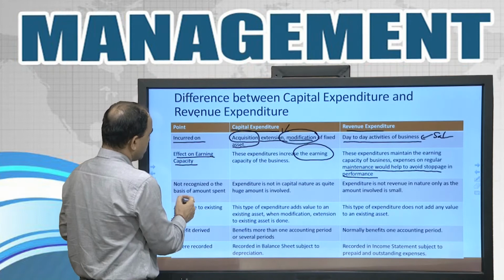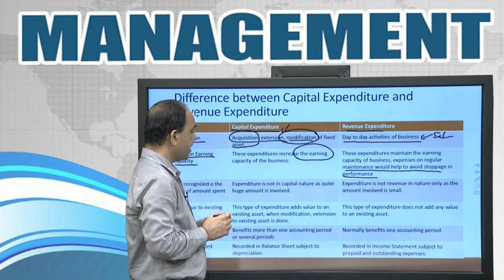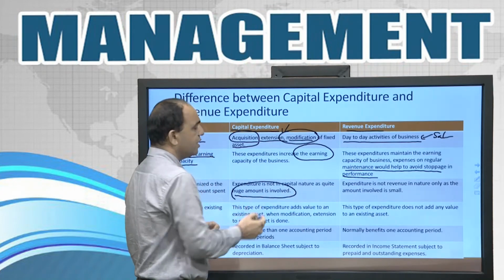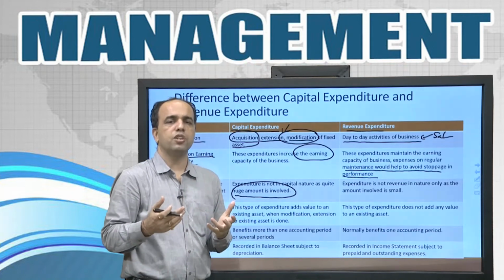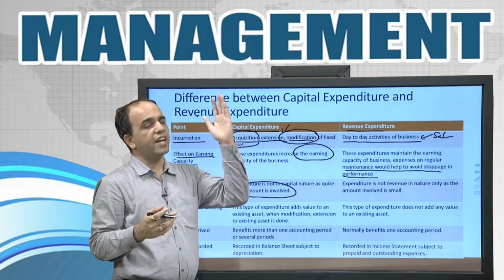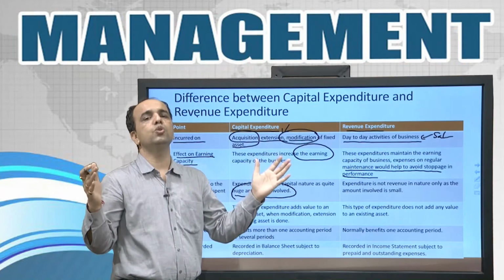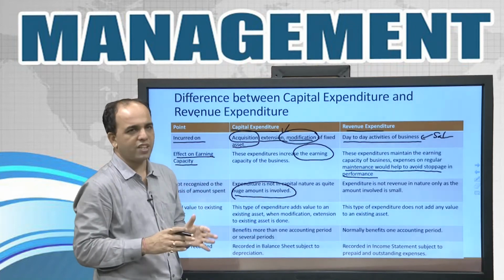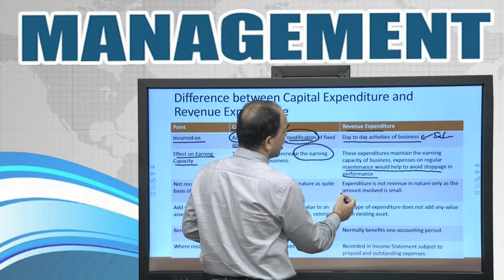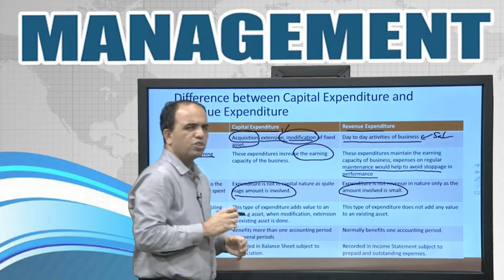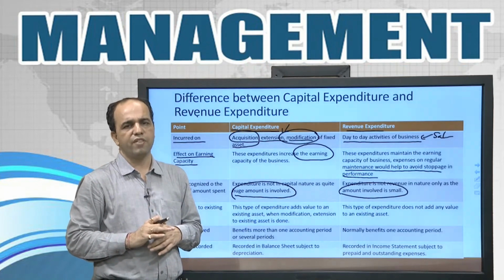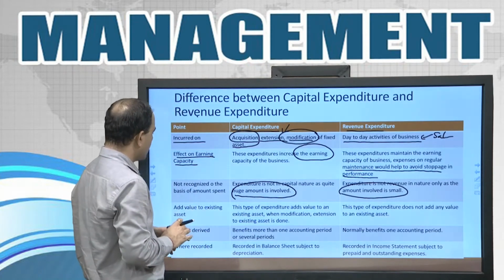Not recognized on the basis of amounts spent. Expenditure is not of capital nature just because quite a huge amount is involved. Friends, we know that even if it is quite a huge amount, when we purchase goods, that is a revenue expenditure, but when we purchase land and building, machinery, where such a huge amount is involved, then it is a capital expenditure. Friends, expenditure is not revenue in nature only because the amount involved is small. Generally, it does not mean that if only a small amount is payable or paid, then it should be revenue expenditure. It is not always correct.